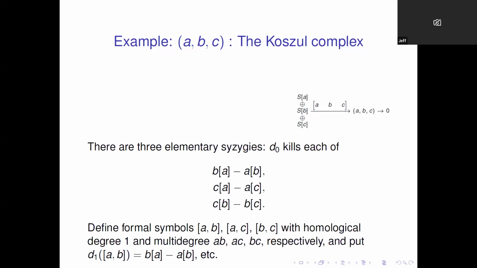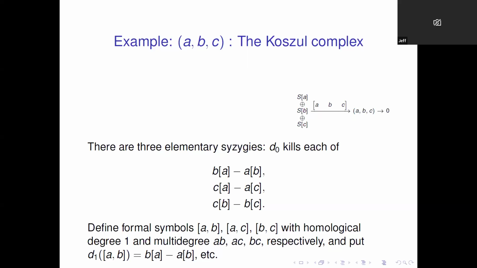And there are three tautological, I guess elementary, what do we call them? These basic things which are called syzygies that do get sent to zero. If you take B times bracket A and apply the differential, you get AB. If you take A times bracket B and apply the differential, you also get AB. So if you subtract them, that goes to zero. Therefore, we have these three elements of the kernel.